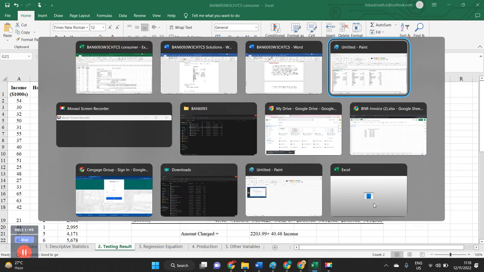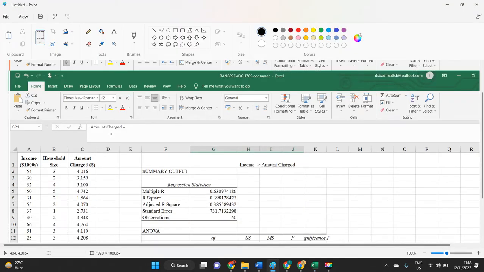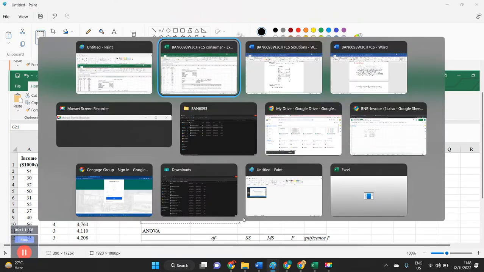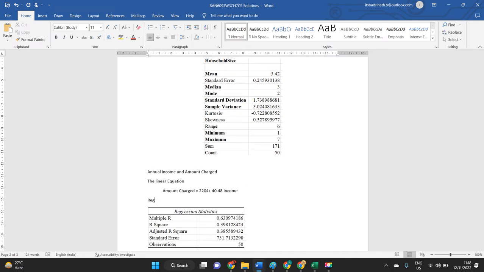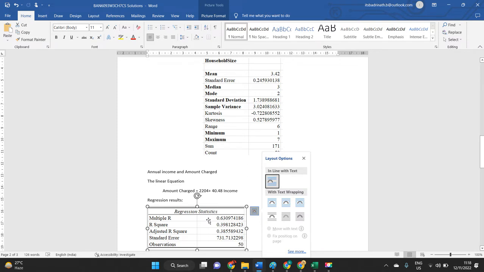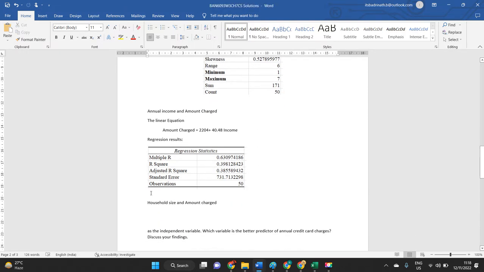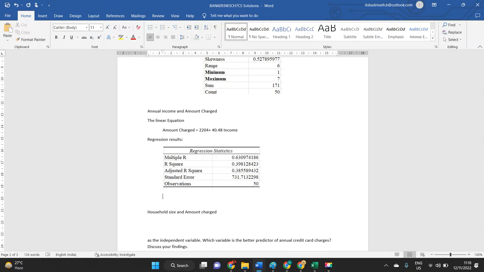Take a print screen of that, copy paste, and I will take this one. This is about the regression results. So according to the regression results, you give this value and we write about the accuracy of the data and the standard error. Regarding these things, you can simply write it.